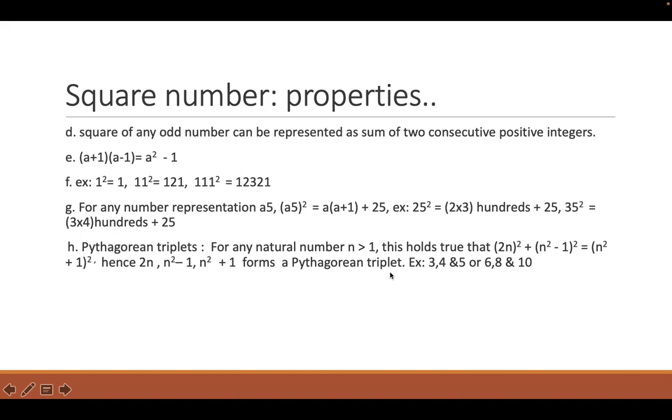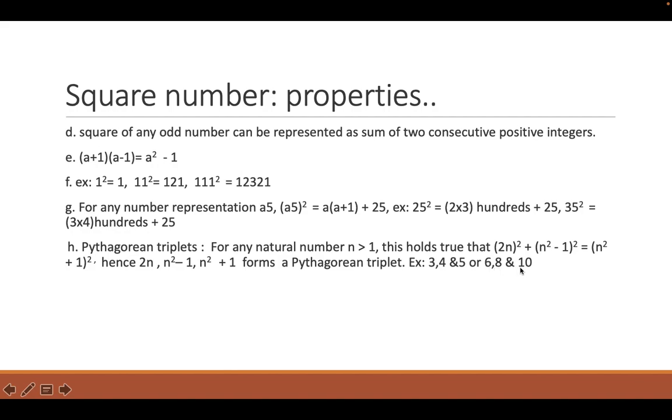So Pythagorean means it's a relation of a triangle with a 90-degree angle. There this Pythagorean principle comes, where ABC is the triangle and C is the hypotenuse, then A square plus B square equals C square, like 3 square plus 4 square equals 5 square, and similarly 6 square plus 8 square equals 10 square.